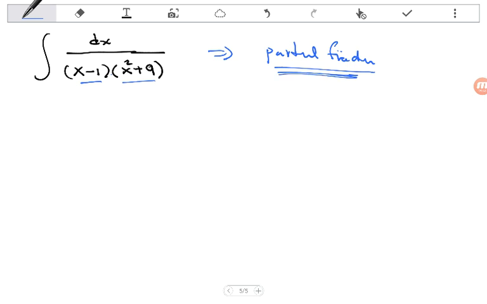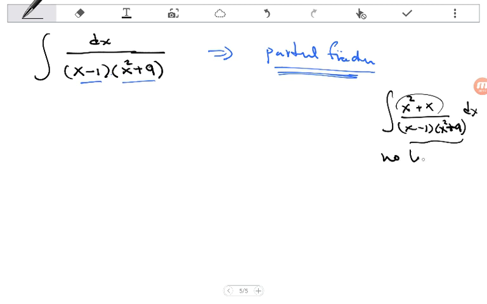The first step I said to do is to check, will I use here long division or not? No, there is no long division here. If the expression was like this, x squared plus x over x minus 1 x squared plus minus 9 plus 9, would I use here partial fractions or not? No, I will not. Why? Because this is still second degree and the denominator is the third degree, so there is no long division.